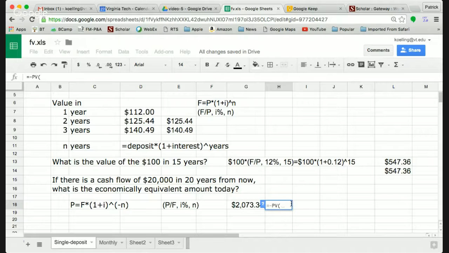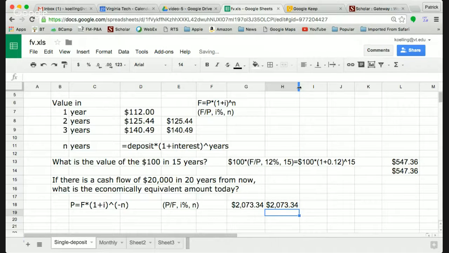Much like the FV function, the first argument is the interest rate. For our problem, it's 12%. Second argument is number of years. Here we have 20 for this particular question. The third argument we skip again, and the fourth argument is the future amount, $20,000. That's how we apply the spreadsheet function, and lo and behold, we get the same value, $2,073.34.